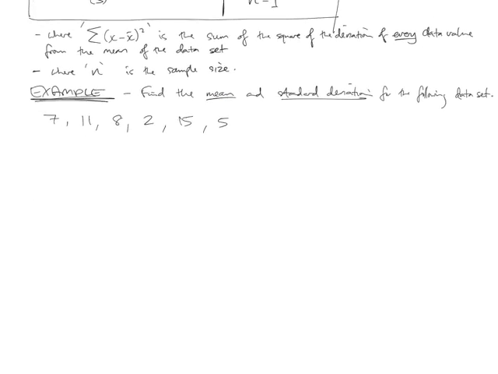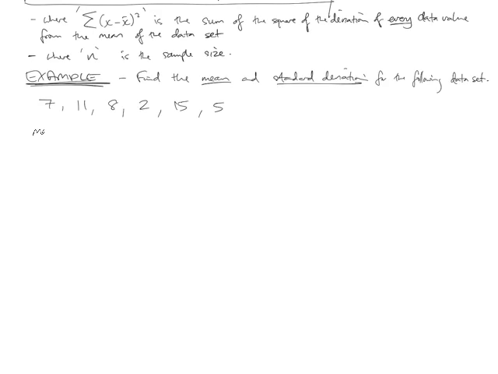So our first step: the mean of this data set is going to be 7 plus 11 plus 8 plus 2 plus 15 plus 5, divided by however many numbers there are. There's 6 of them. And so those numbers add up to, using the graphics calculator, 7 plus 11 plus 8 plus 2 plus 15 plus 5, 48, divided by 6, that's going to be 8. So the mean is 8.